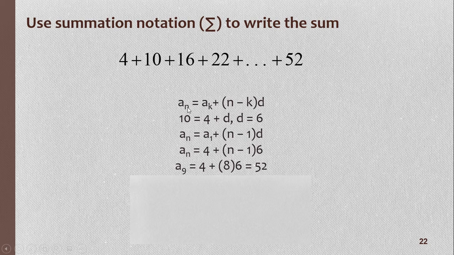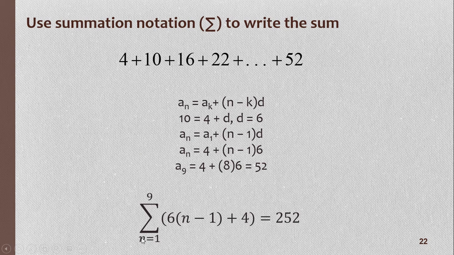So now I know that my lower index is 1, my upper index is 9, and I just took this equation and rewrote it here. If I plug that into my calculator, it gives me 252. I could have written the equation like this. It doesn't matter either way.